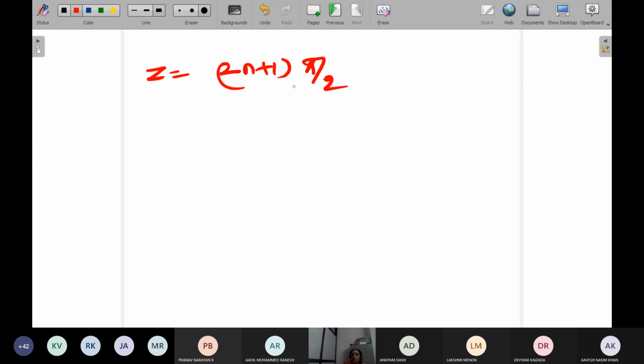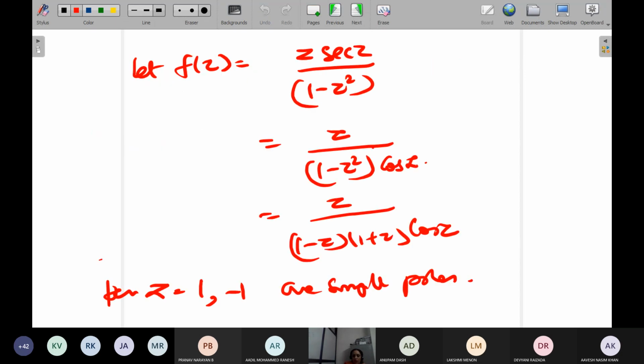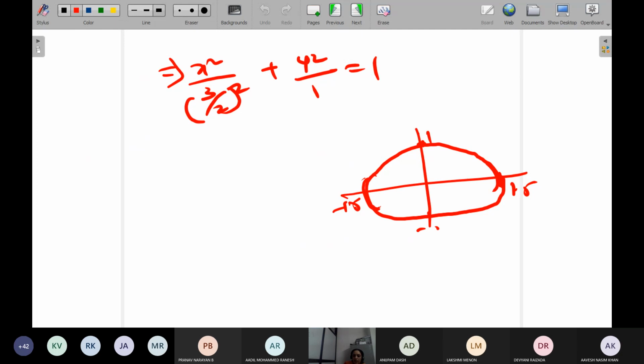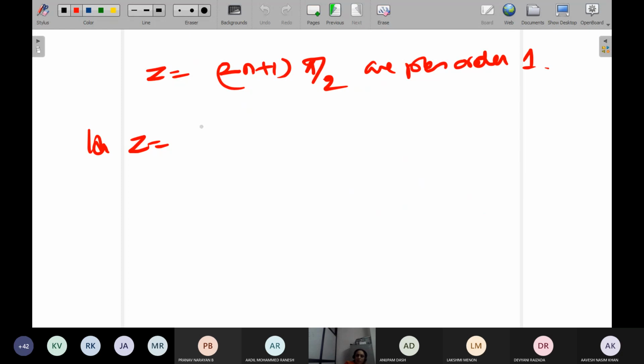So z is equal to (2n plus 1) pi by 2, poles of order 1. Everything is of order 1. Now we will check which poles lie inside and which lie outside. Here z equal to 1 and minus 1 will surely lie inside. So z equal to plus or minus 1 lies inside the ellipse.